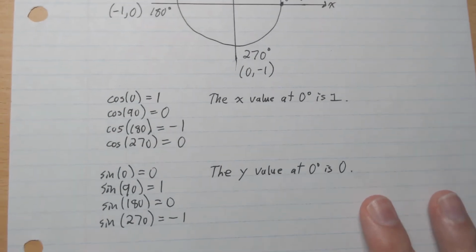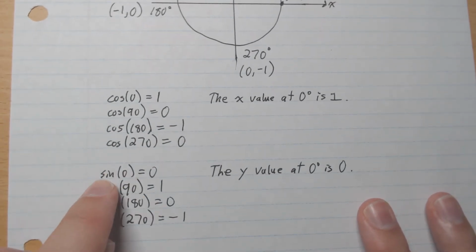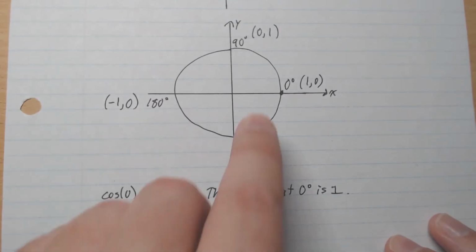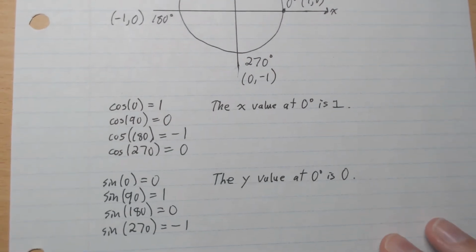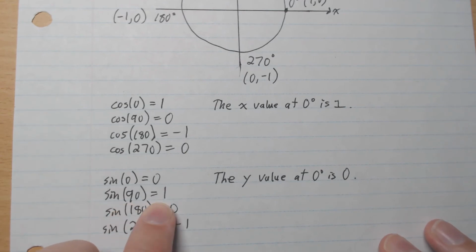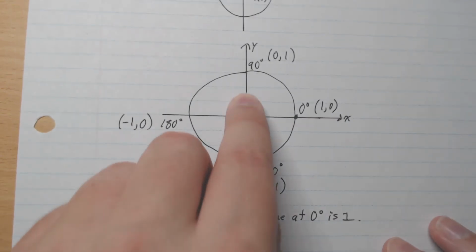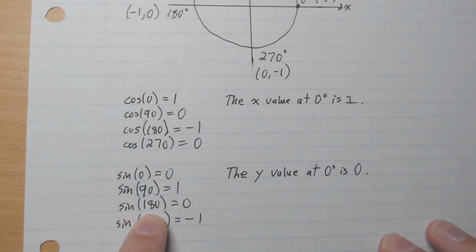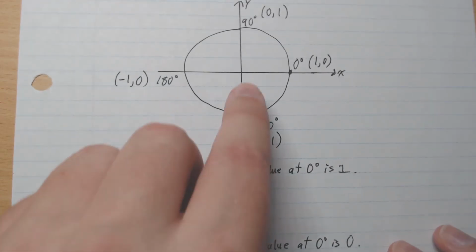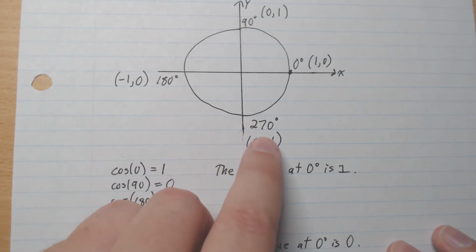Right, and so we have the same thing now, but except for the y values. So sine of 0 is 0, right? So at angle 0, the y value is 0. Right, sine of 90 equals 1. This is the y value at 90 degrees is 1. Right, sine of 180, the y value at 180 is 0. Sine of 270, the y value at 270 is negative 1.